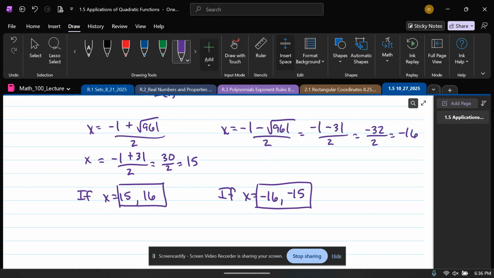So the application problem is a little bit tougher, but setting up the equation is the key, and the solving part's the same as that, okay? All right. Last section of the night is 1-7.